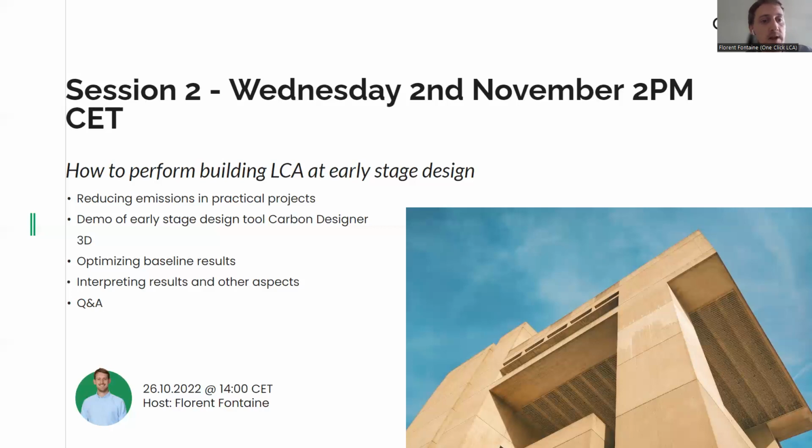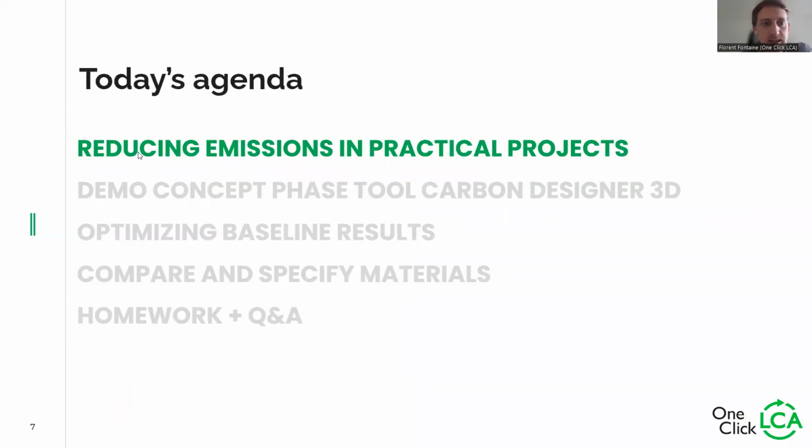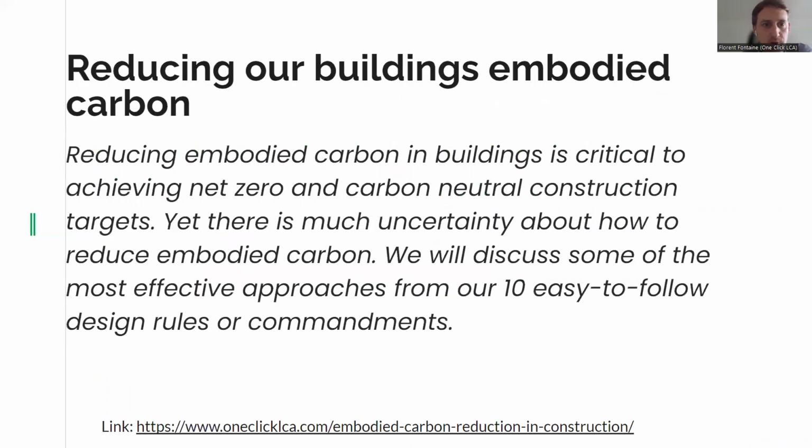So there will be a demo of our early stage design tool, Carbon Designer 3D. We will show you as well how to optimize a baseline result. So when you have a first baseline design, it's interesting to copy it and to create alternative scenarios to show what can be done to improve the embodied carbon emissions from your projects. And at the end, I will show you how to interpret your results and also how to compare different materials and specify different materials in the software. So let's go directly to the first topic, which will be reducing emissions in practical projects.